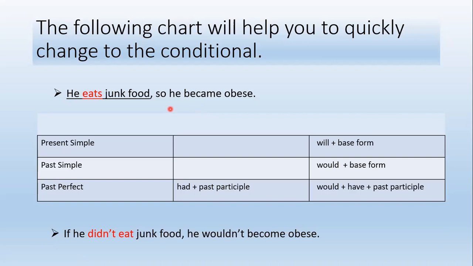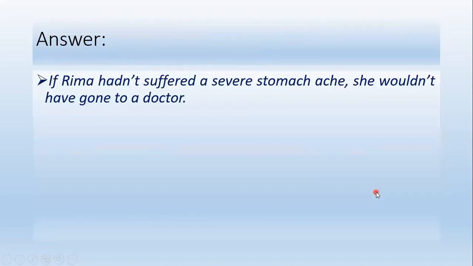All right. Now, the following chart will help you to quickly change to the conditional. For example, he eats junk food, so he became obese. All right. We said present simple goes to past and past goes to past perfect. Present simple, we use will plus base form. Past simple, we use would plus base form. And if it's in past perfect, we use would have plus past participle. For example, here, this one changed to past perfect. So here we said would plus have plus past participle. Wouldn't have gone. Would not, because it's negative.